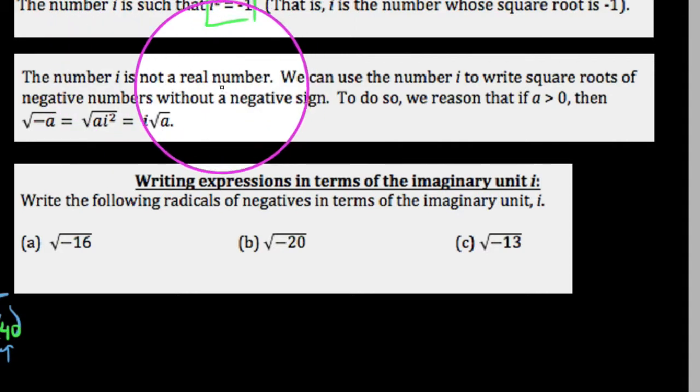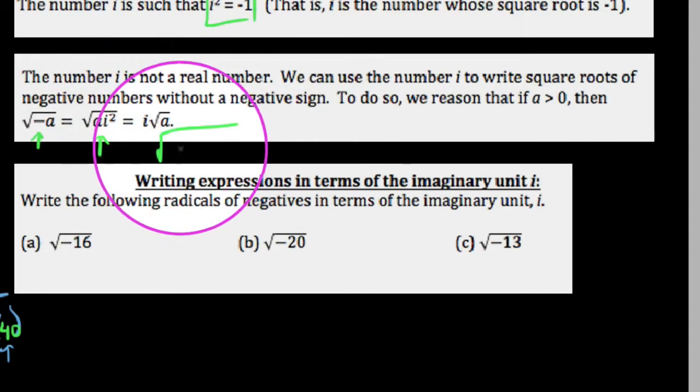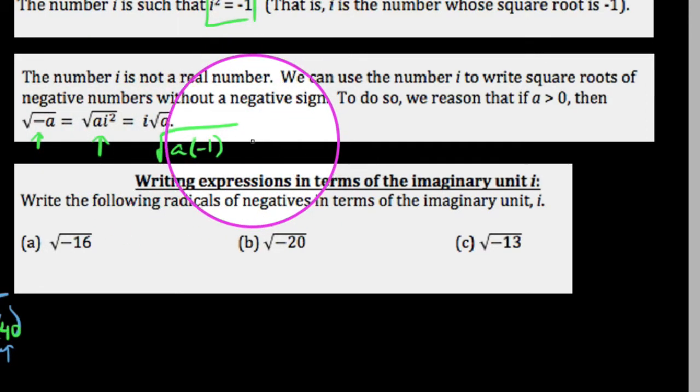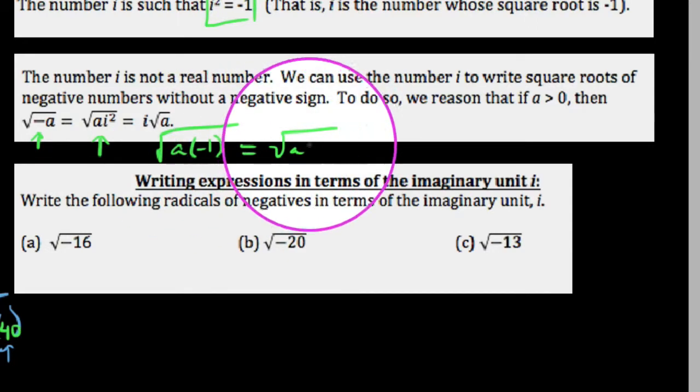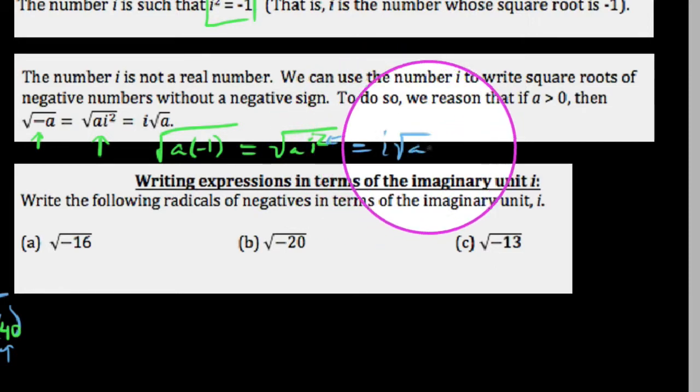We know that i is not a real number, it's an imaginary number, so we can use the number i to write square roots of negative numbers without a negative sign. So in our reasoning here, if we were to take the square root of a negative number, which we don't have an answer for, it's not a real number, we could say this is the same thing as the square root of i squared times a, because when I square an i I get a negative 1. In other words, this is the same thing as the square root of a times negative 1, and negative 1 equals i squared. And the square root of anything squared is just itself. So the square root of this i squared would be just i, and then we leave behind the a on the inside.